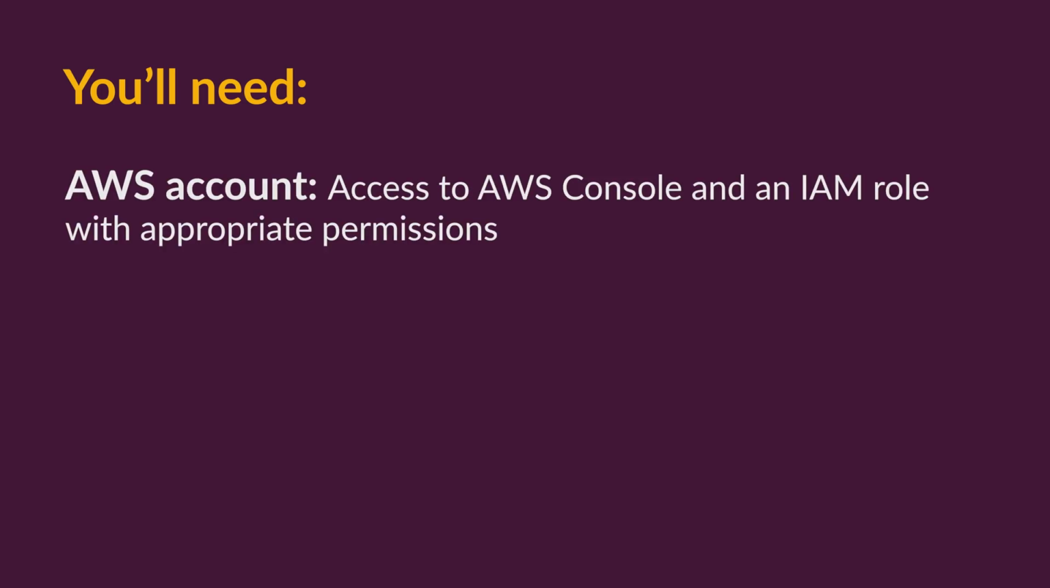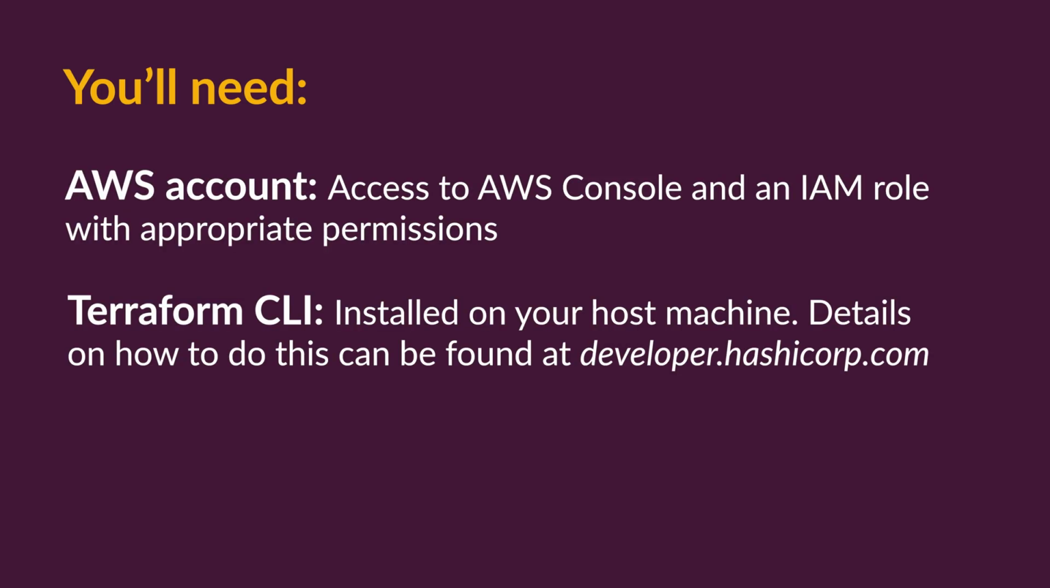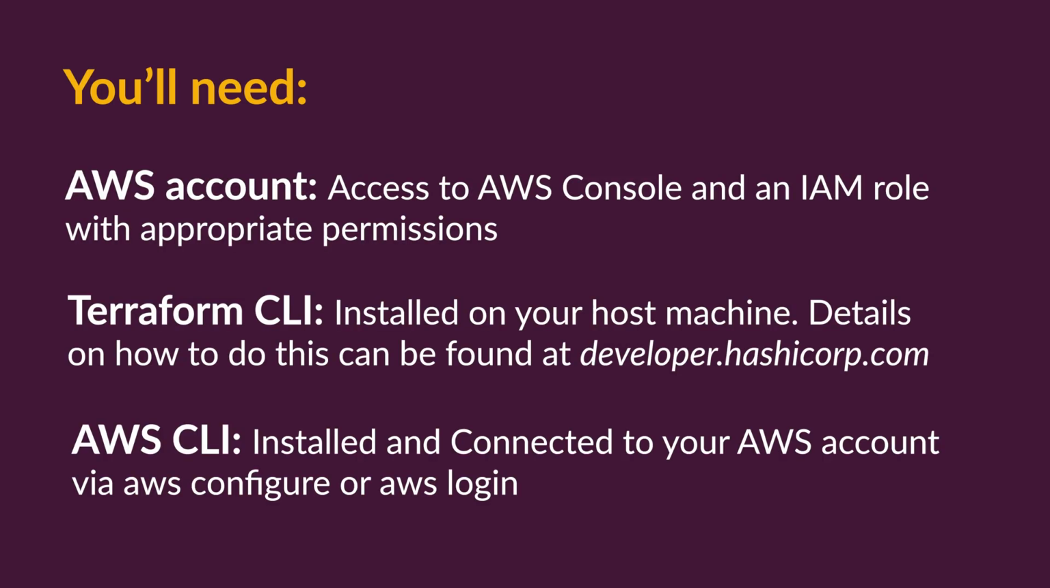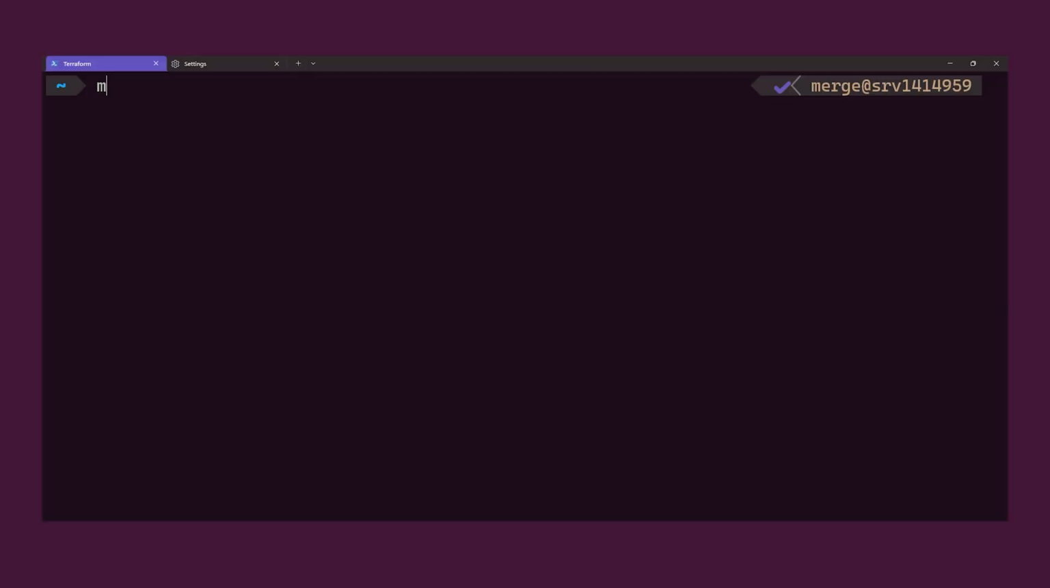But if you want to follow along with this tutorial, you're going to need an AWS account, the Terraform command line tool installed on your machine, and the AWS CLI tool installed with your credentials added. So we've got a terminal open here, and the first thing we're going to start off by doing is creating a project directory. This is going to house all of our Terraform code so that we can keep everything organized and managed. The next thing we're going to do is create a main.tf file.